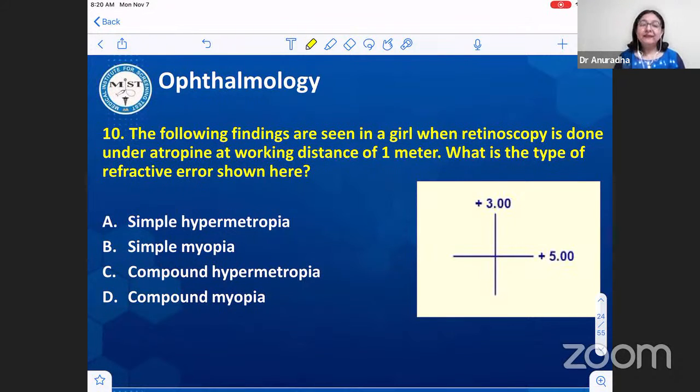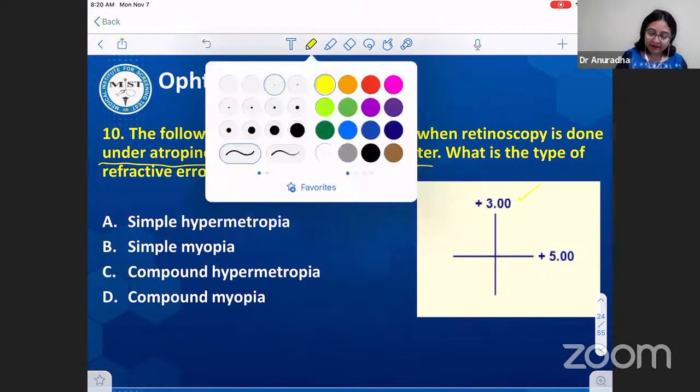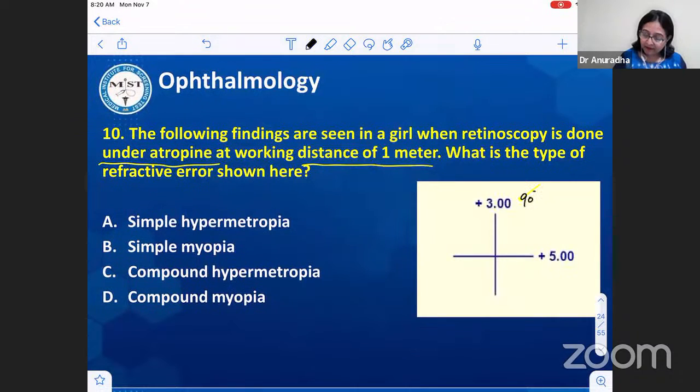The following findings are seen in a girl when retinoscopy is done. They did the retinoscopy and found this cross. It was done under atropine at a working distance of 1 meter. So what is the type of refractive error shown here? As you notice here, beta, at 90-degree axis, +3 diopter was found, and at 180-degree axis, +5 diopter was found. So what is this type of refractive error?